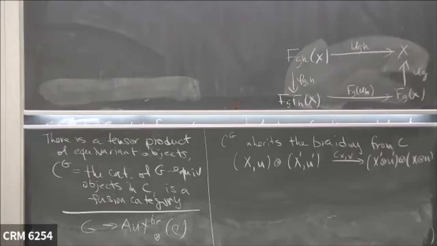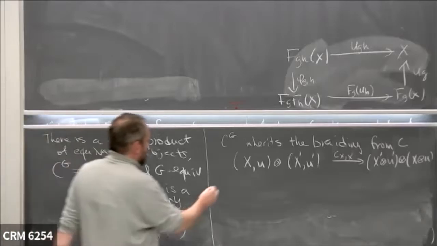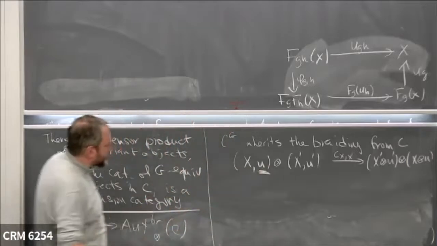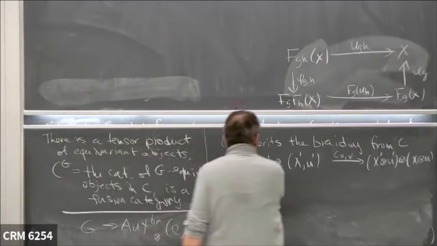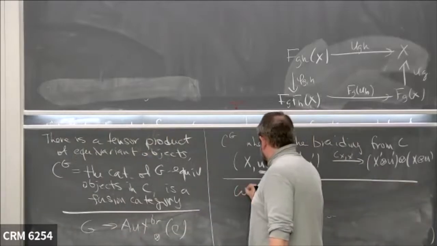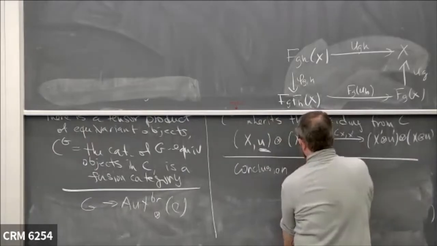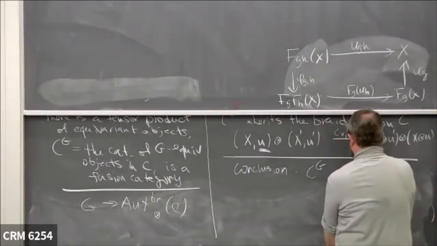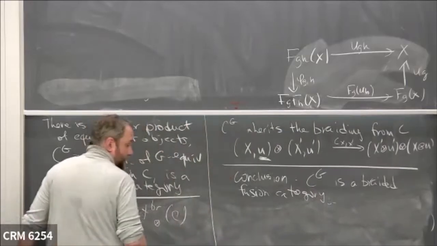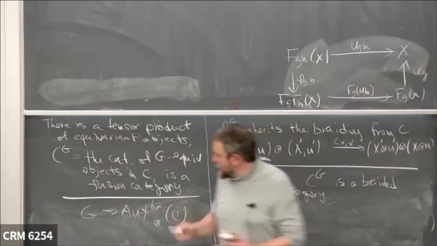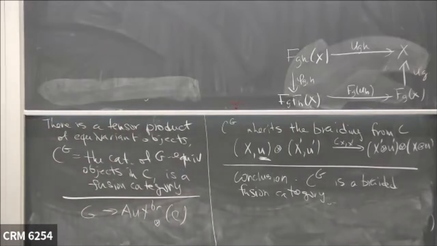So the equivariance is really a structure, right? So not unique. Like, we will talk about this. So this U can be chosen in many ways. So again, a particular X can have several equivariant structures or none at all. Okay, so conclusion of all this: the equivariant category C^G is a braided fusion category. Okay, now let's look at some examples to make it less mysterious.